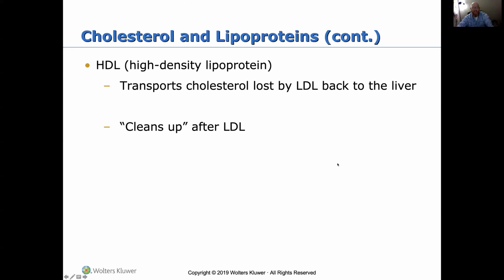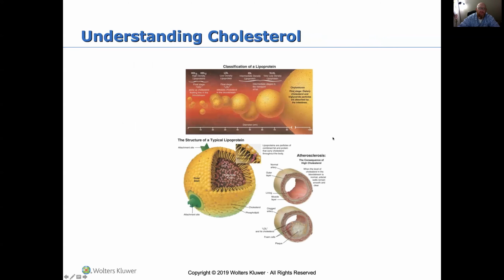HDL is high density lipoprotein. What it does, it's kind of the good guy. It comes in and transports the cholesterol that was lost by the LDL back to the liver. So it's picking up after LDL. It cleans up after LDL. So you want this number to be high. The higher, kind of the better on this one.